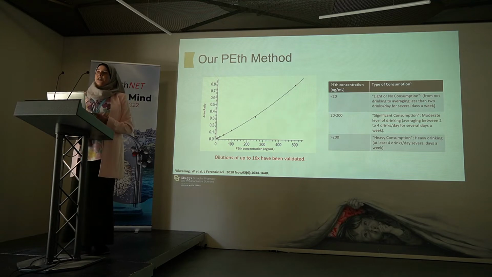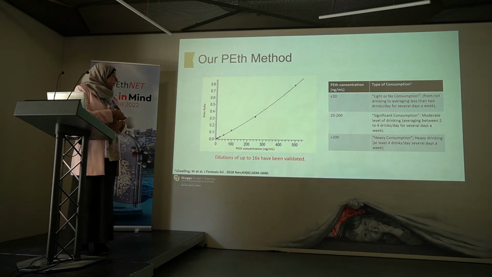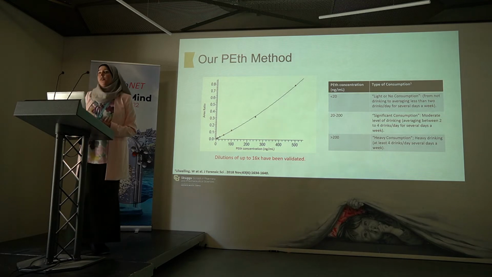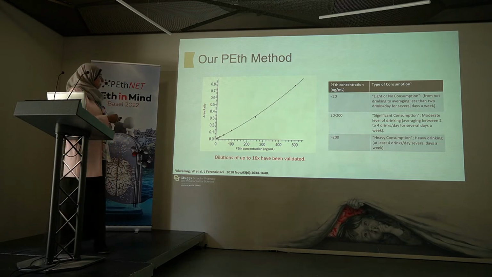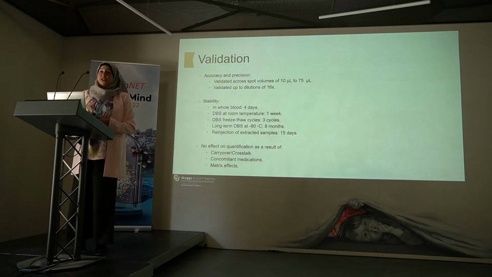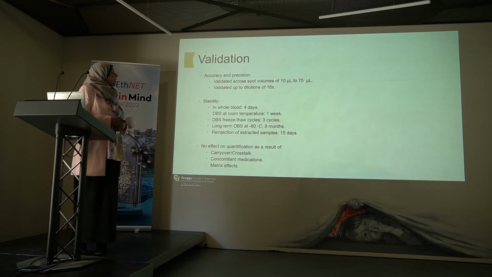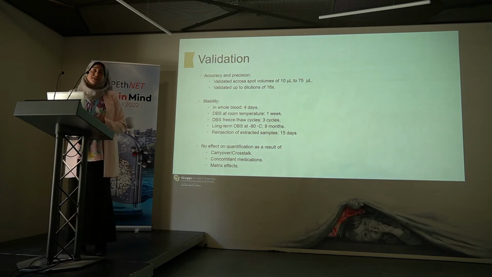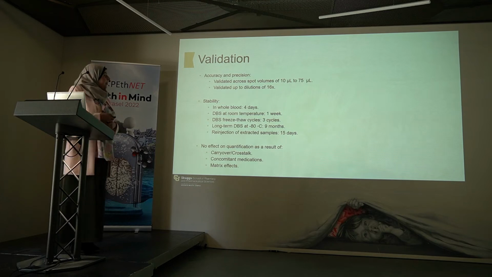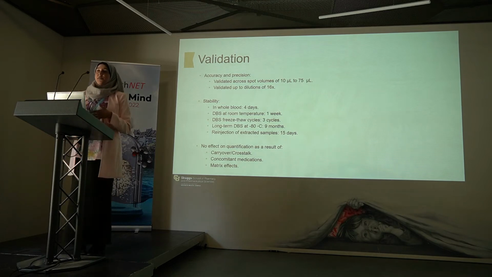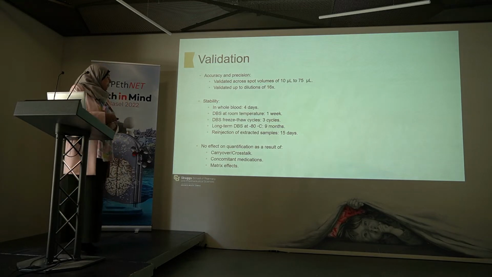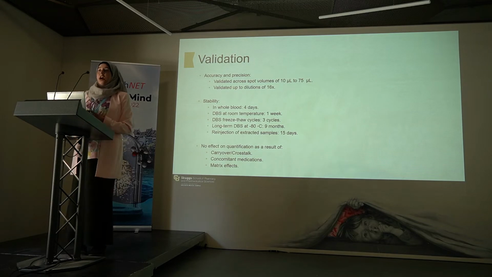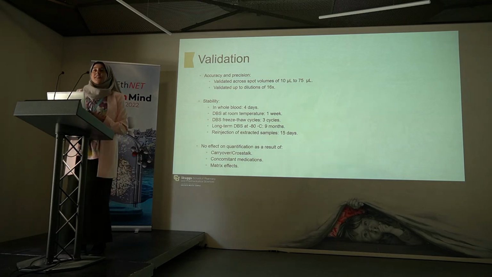However, we have seen PEth concentrations in the thousands in literature, so we did validate dilutions of up to 16 times with our assay and now have the potential to quantify PEth up to 8,000 nanograms per mL. And for some more validation data, we found that our assay was accurate and precise across a variety of spot volumes and dilutions. We also did a variety of stability testing, and the data that we found was really promising, and we will continue to add to this through long-term assay maintenance. And then we also found that things like carryover and crosstalk, the presence of commonly used concomitant medications, and matrix effect had no significant impacts on PEth quantification.